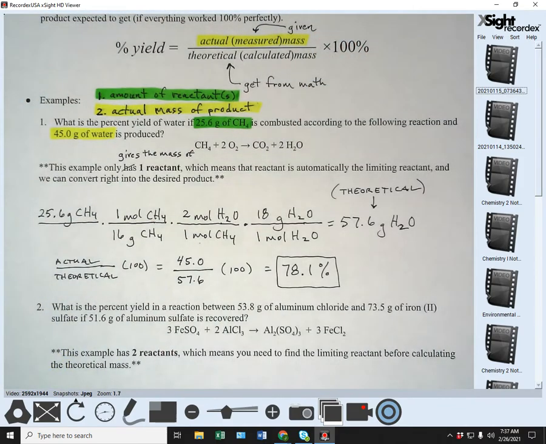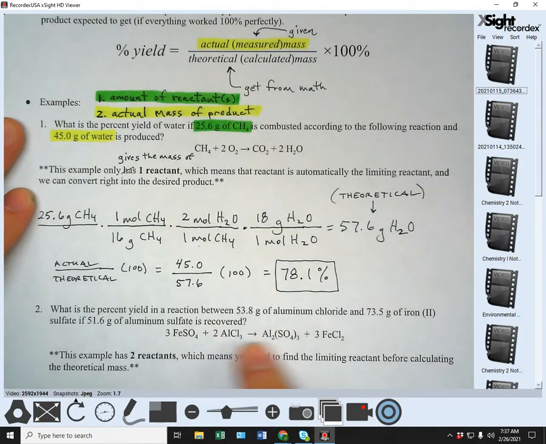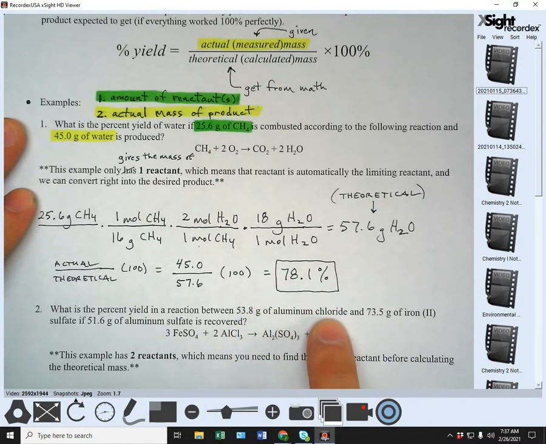So let's find the actual first. We should identify that. The way we're going to know is it will be the only thing they give us the amount of that's on the right side of the equation. So if we look, aluminum chloride, that's aluminum and chlorine, so that would be this one.